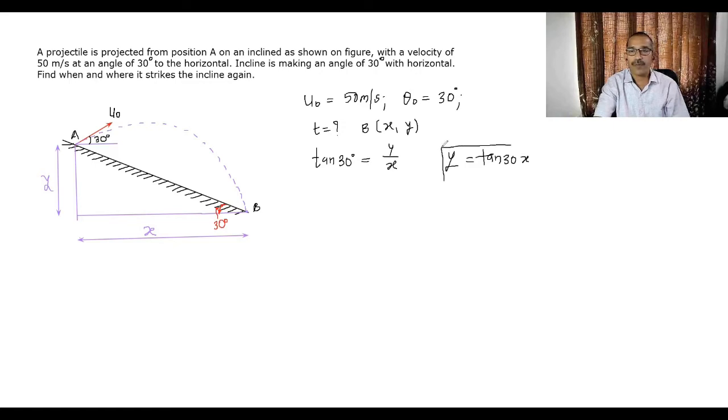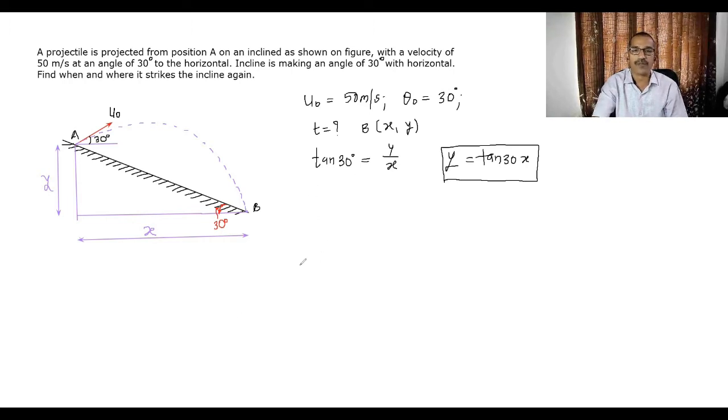Now, the equation of path is in terms of x, y, u0 and theta 0, but x and y are two unknowns. But you know the relation between x and y. That means you can put y in terms of x as tan 30 x, so that our equation becomes only in terms of one unknown.